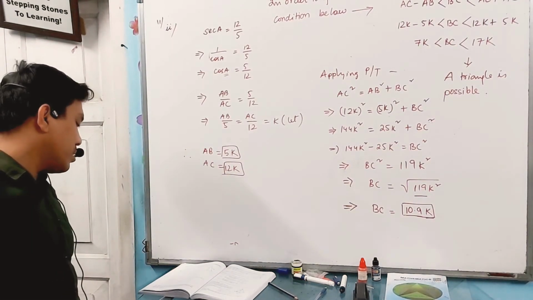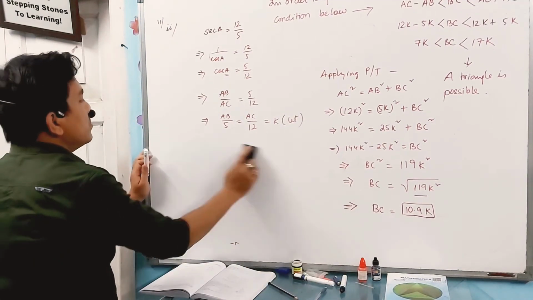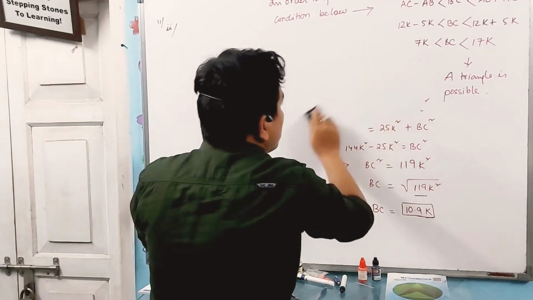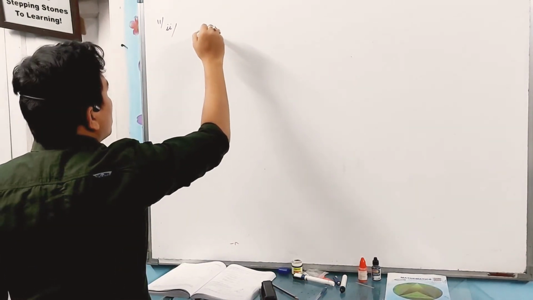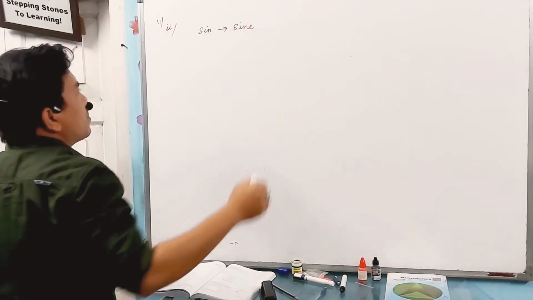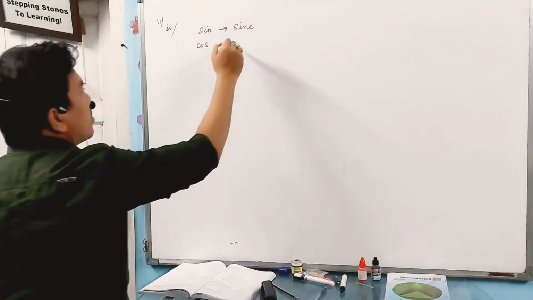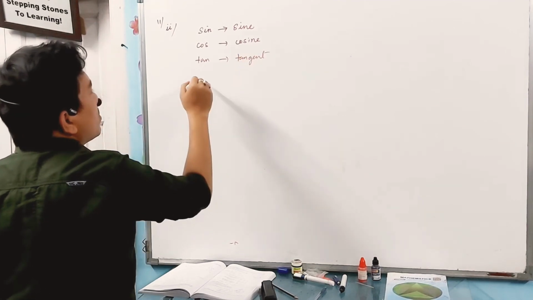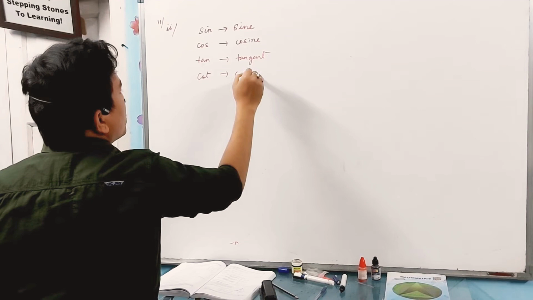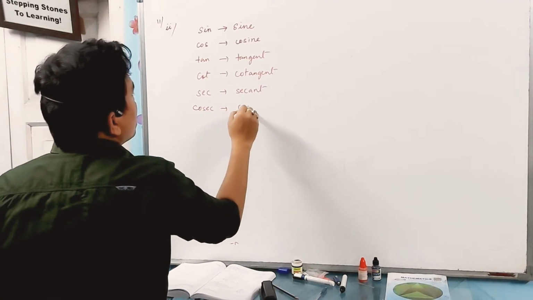So now let us do the next one. Question number 3. Cosec A is the abbreviation used for cosecant of angle A. As I told you, sin stands for sine, cos stands for cosine, tan stands for tangent, cot stands for cotangent, sec stands for secant, cosec stands for cosecant.